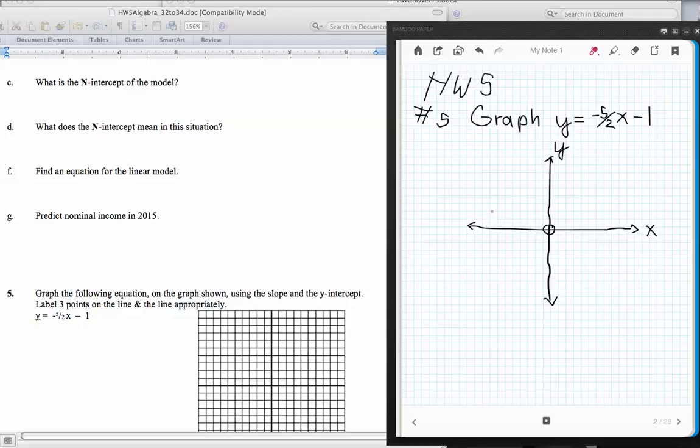this problem. So the problem said graph the following equation and show it on the graph using the slope and the y-intercepts. Label 3 points on the line and the line appropriately. So the first thing I'm going to do is find the y-intercept. So the y-intercept is -1, so that would be right there on my graph.